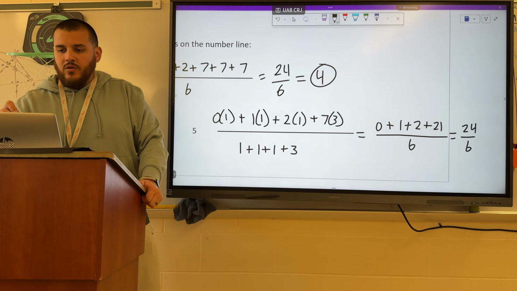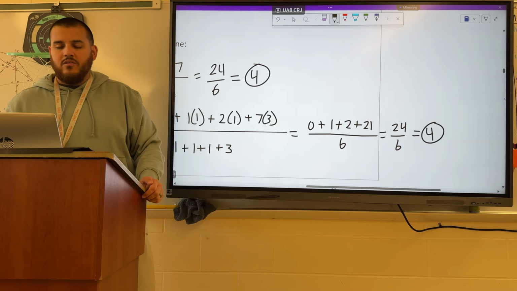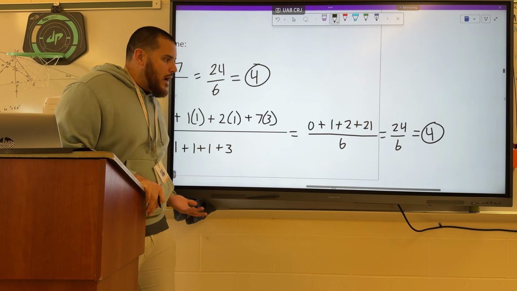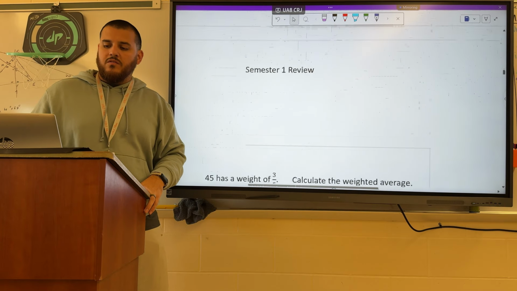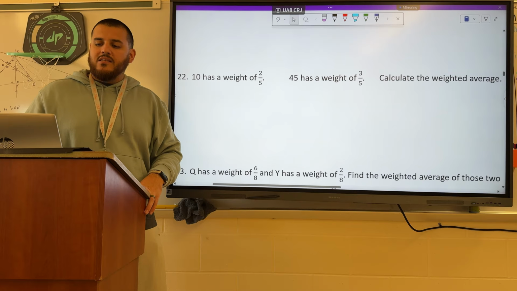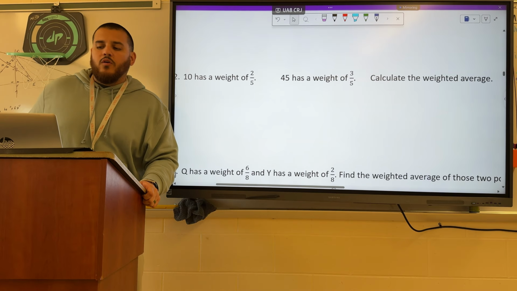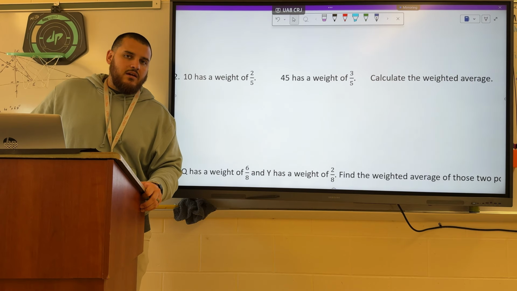And then I'm dividing 24 by 6, just like I did previously, to get my weighted average of 4. Now, I know some of you are asking, why would I do all this when that was a lot easier at the top? Well, that's because of the next example that we're going to go over here, where 10 has a weight of 2/5 and 45 has a weight of 3/5, and we need to calculate the weighted average, right?